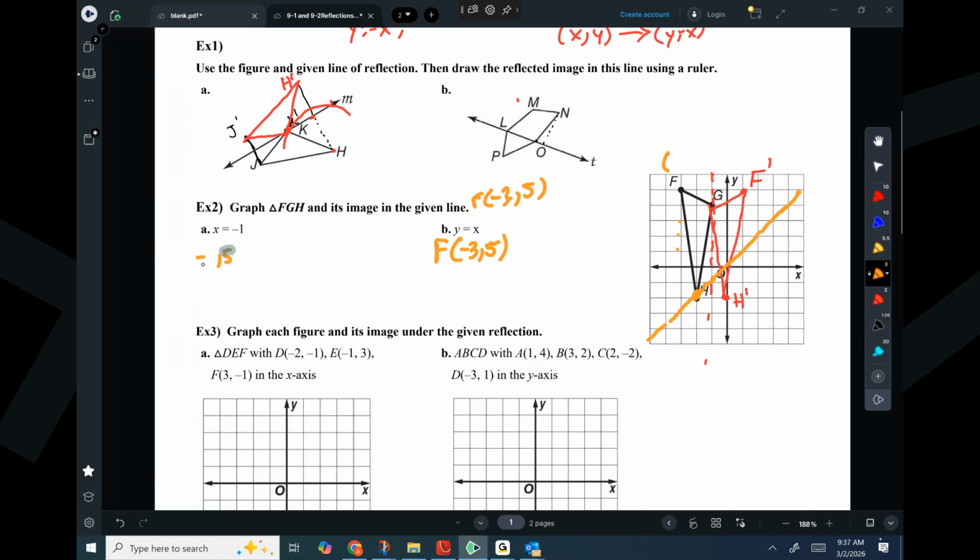So when I reflect over the parent function, what happens? I'm actually going to call this F double prime because it's going to be a new point, which becomes what? We flip-flop them, 5, -3. Oh, so 5, -3. 1, 2, 3, 4, 5, 1, 2, 3. I think that's 5, -3. Let me make sure. 1, 2, 3. Yeah, 5, -3. That is where F double prime is, yeah?